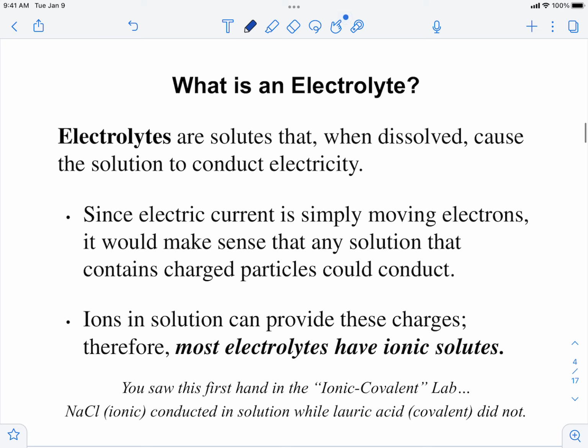Electrolytes. We talked a little bit about electrolytes back in our bonding unit. Definition: electrolytes are solutes that when dissolved cause the solution to conduct electricity. So what is electricity? Electricity is moving electrons. So any solution that contains charged particles can conduct.